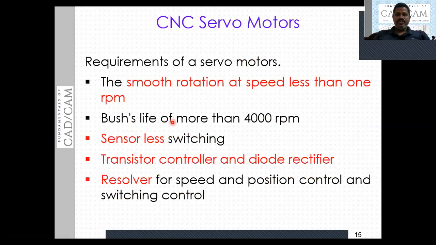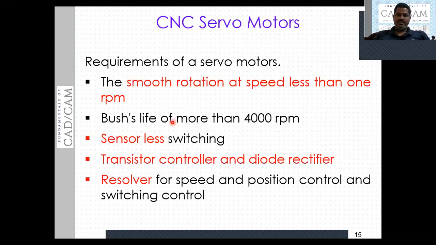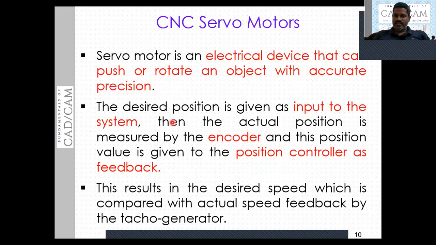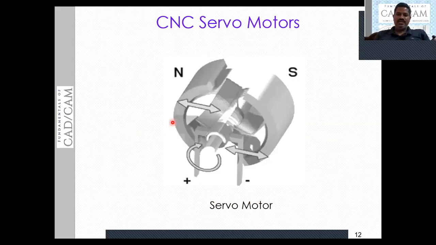Then let us move to discuss this. This is exactly the servo motor. Servo motor is an electrical device that can push or rotate an object with accurate precision. That is going to rotate an object with accurate position, which can be AC type or DC type, as I said just now. Okay, it can be a servo motor and a stepper motor. These are the requirements. Then this is exactly the construction. It has a stator and rotor.